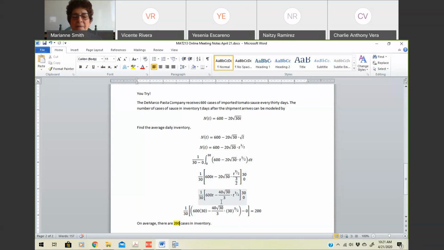So here it is evaluated at the upper bound. I have 600 times 30. Here's this weird coefficient. And then here's the 30 going in for t. I did all of this on my calculator, and I got 200. But what does that mean? It means on average, I have 200 cases of the tomato sauce in inventory at any time during the month.